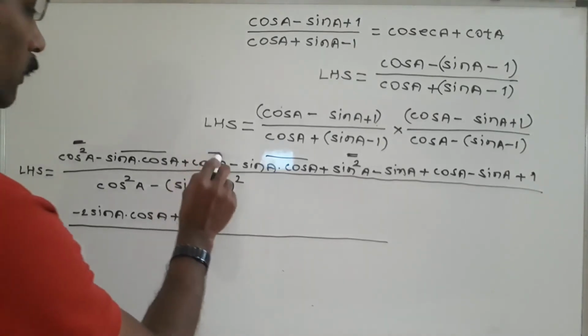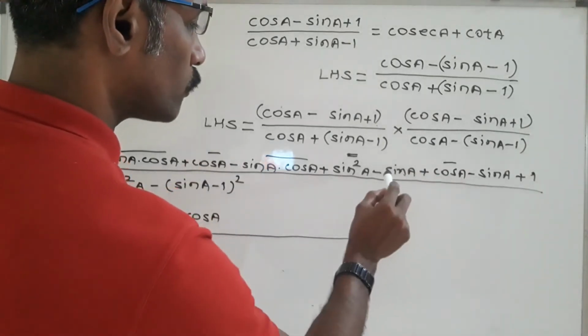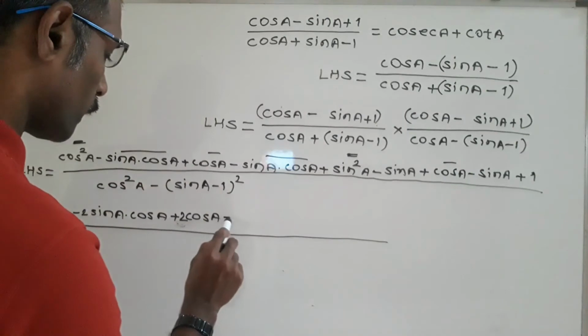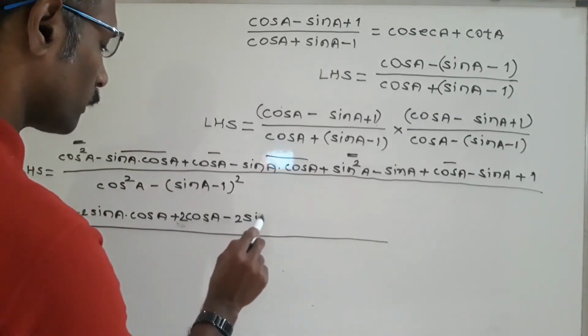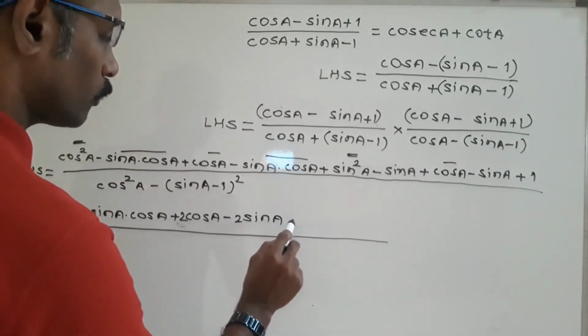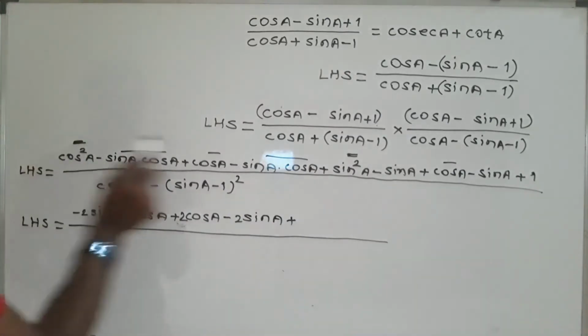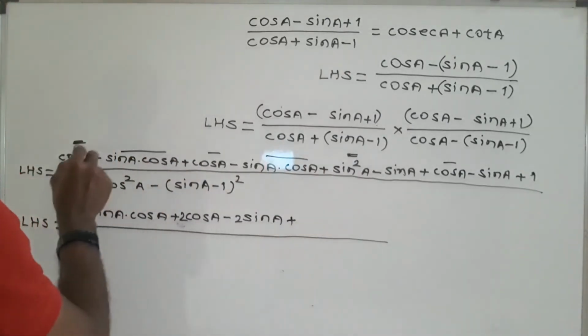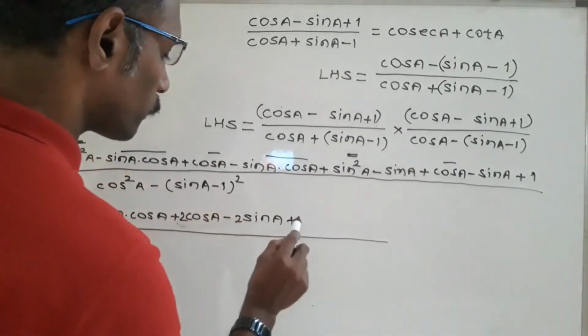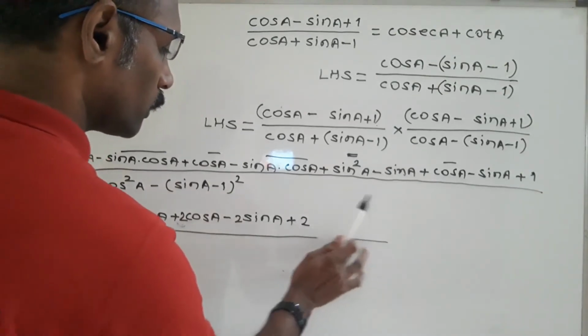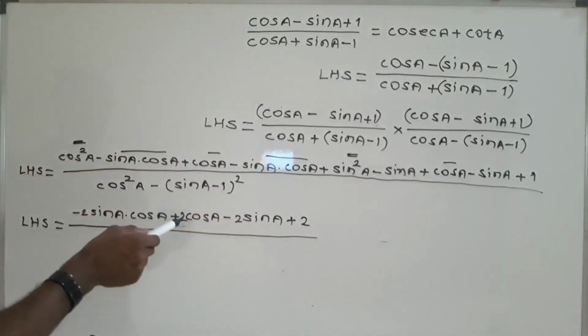Okay, then I have written this also. Minus sin A minus 2 sin A. Now plus cos square A plus sin square A, or sin square A plus cos square A means 1. 1 plus 1, 2. This way we write the numerator.